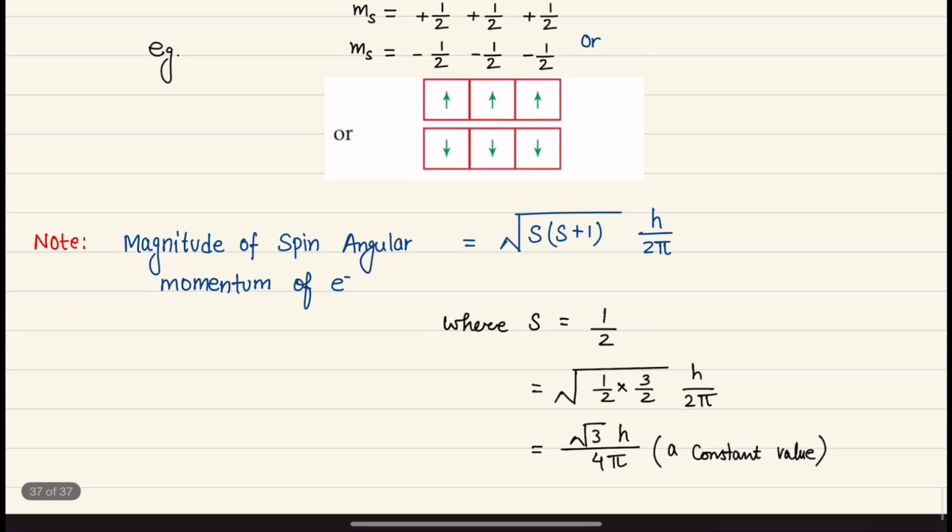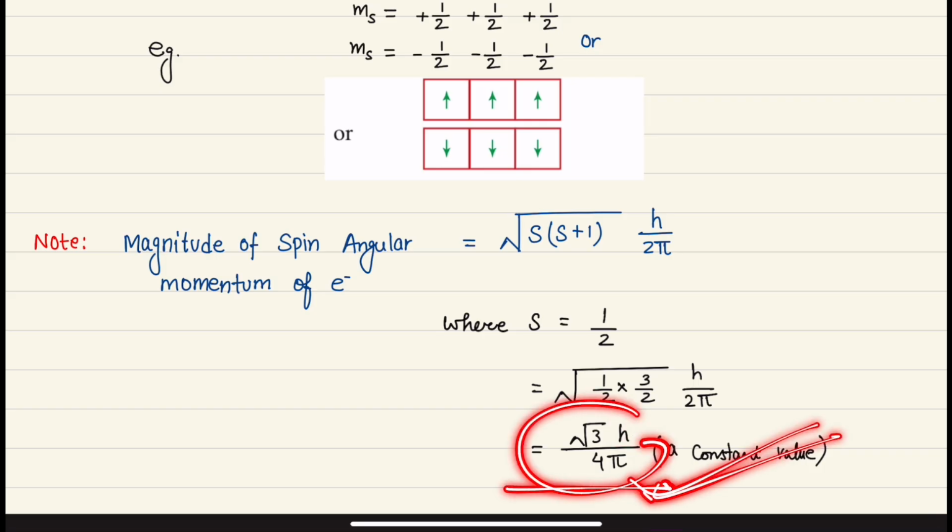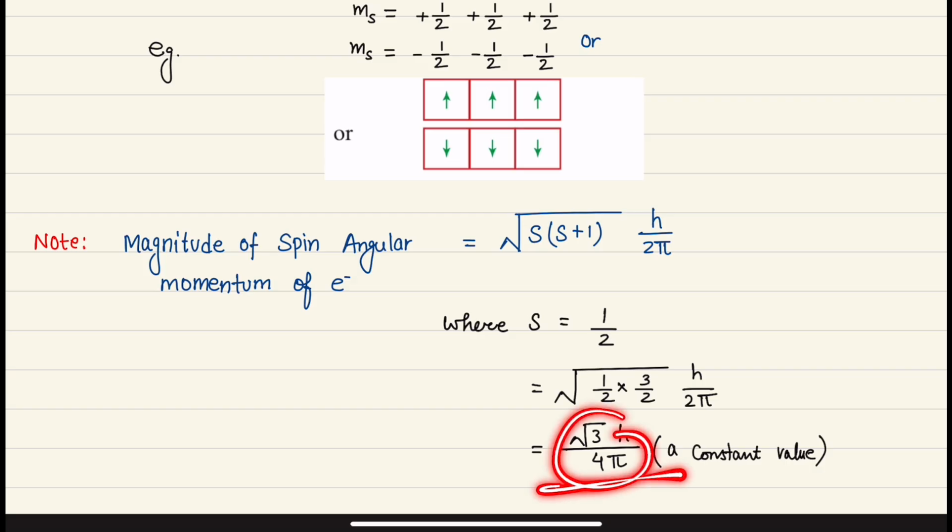Now, if you put here the value, that is plus half, you will get under root of 3 by 4 pi into h, and this value is always a constant value for every electron. Either the electron is present in the s orbital or p orbital or d orbital or f orbital, it doesn't matter, right? Magnitude of spin angular momentum of electron is always a constant value, that is under root of 3 by 4 pi into h. It doesn't matter in which orbital the electron is present, either s or p or d or f, and so on. This value will remain the same for any electron that is present in any orbital.